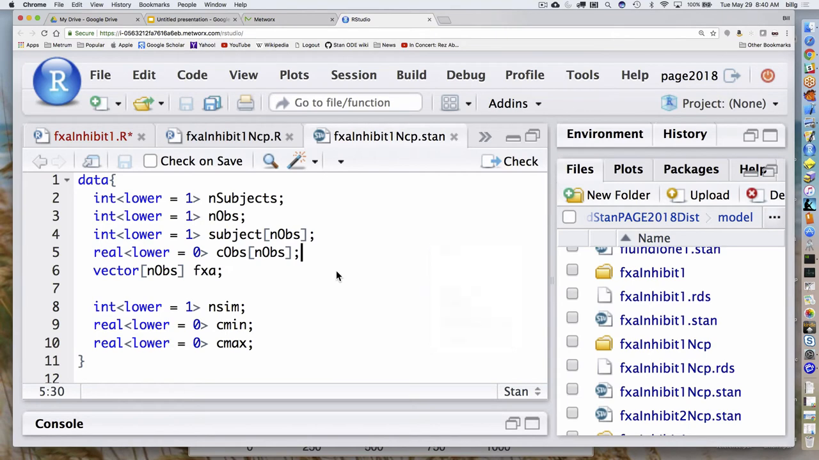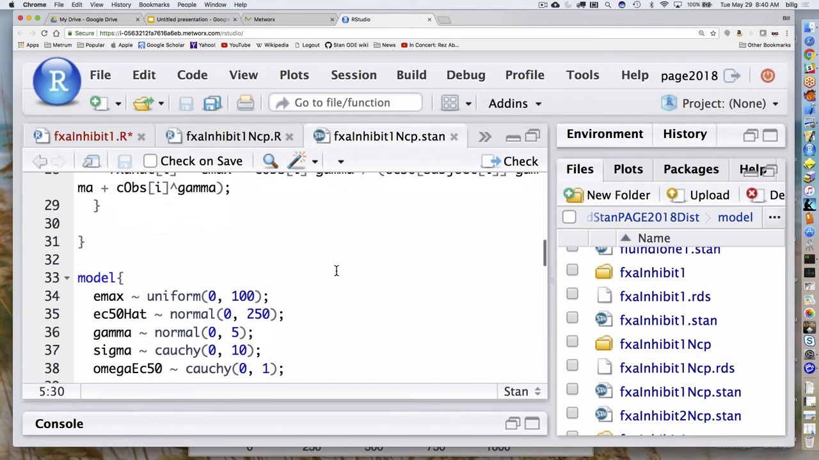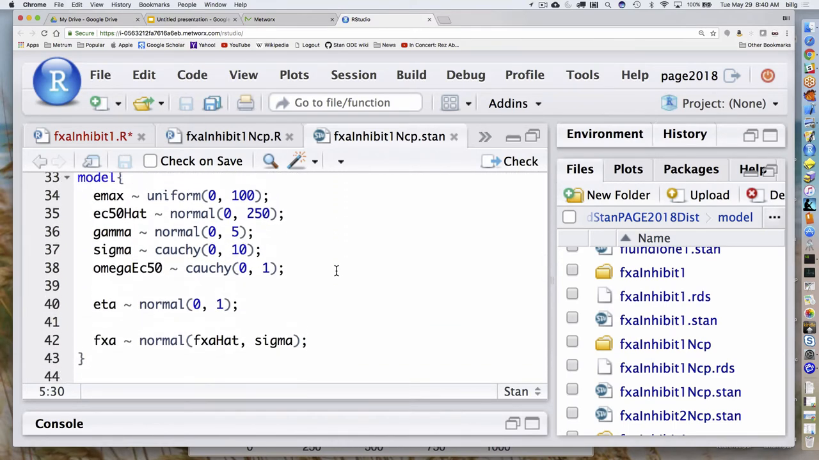Most of the model is the same as before. The key difference shows up in a couple of places. Instead of having the a parameter that corresponds to the individual EC50 values, I instead have a thing called eta. And, being mostly NONMEM users out there, I imagine you know what etas are. Etas are these things which are centered at zero. But in addition, we're going to push it further. These etas are standard normals. They're normal zero, ones in here. And that crops up down here.